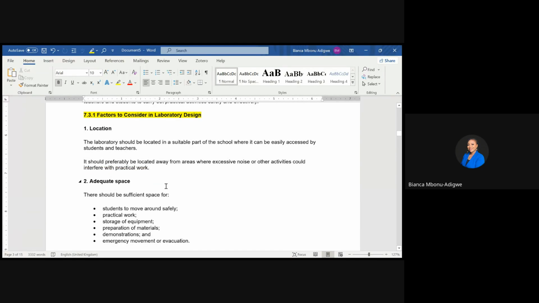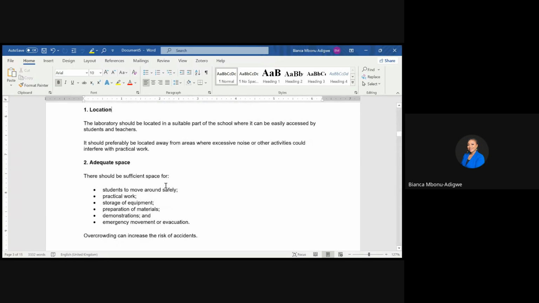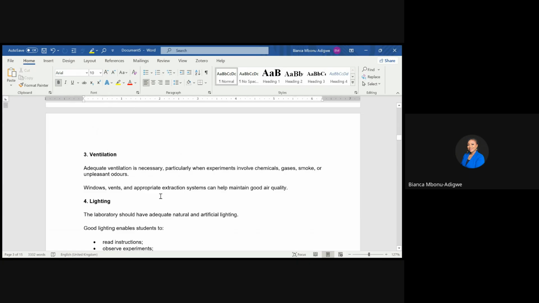Location. It must be in the part of the school where anybody can reach it. Adequate space. It must have enough space for people to walk around, to store equipment, to prepare materials, for practical work. It should not be so tiny. Ventilation. We must have enough ventilation. Windows, fans, vents, all these things are necessary in the lab.